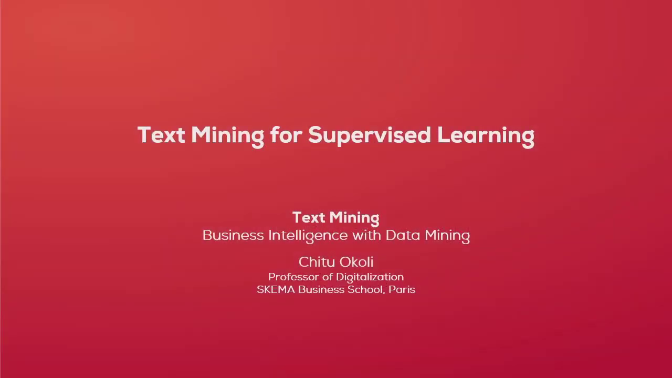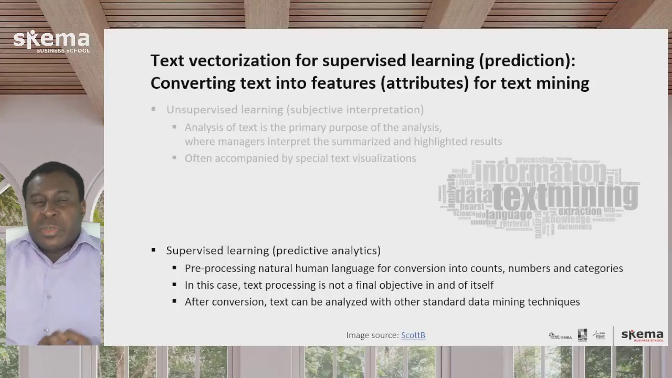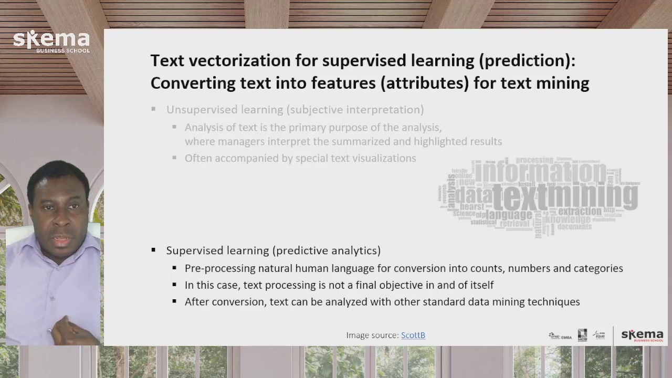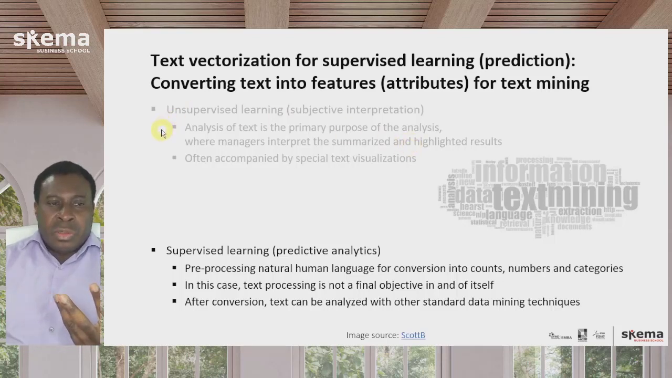In this video, we're going to look at text mining from the perspective of supervised learning. There are two major perspectives of text mining, or text analytics, as it's also called. One is an unsupervised learning perspective, where text mining is used to understand the text in a data set and to get insights from it. That is the main goal of the analytic process or project. So that's not the kind of analysis that we're going to look at here.